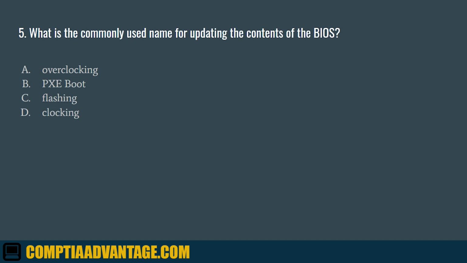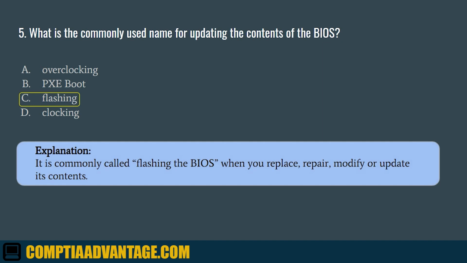Question 5. What is the commonly used name for updating the contents of the BIOS? A. Overclocking, B. PXE boot, C. Flashing, D. Clocking. The correct answer is C. Flashing. It is commonly called flashing the BIOS when you replace, repair, modify, or update its contents.